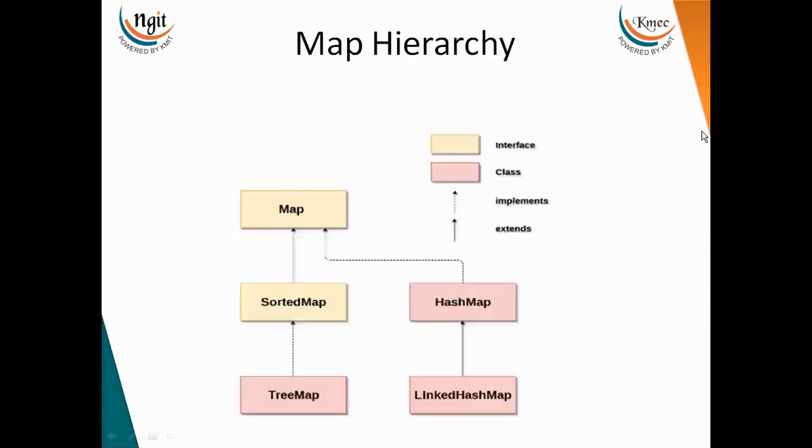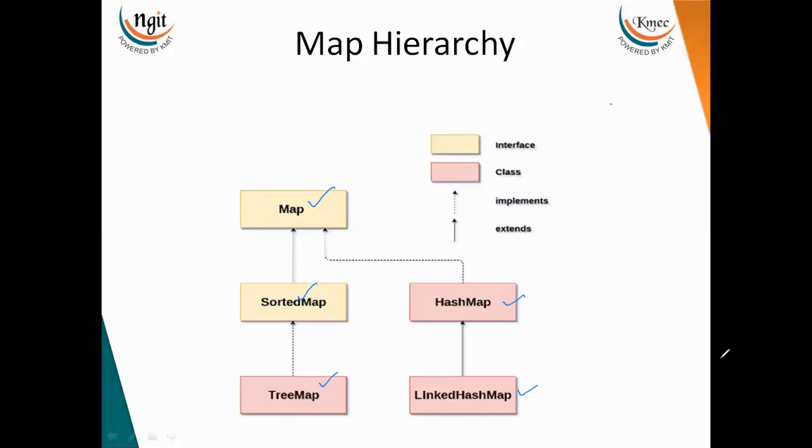Now I'm moving further. This is the hierarchy of map, right? It's an interface. It has a sub interface, that is SortedMap. There we have the TreeMap, right? And we have one more implemented class, that is HashMap and LinkedHashMap, right? This is called the map hierarchy. Whenever you add this map hierarchy to the collection, it will become the complete collection framework, right?